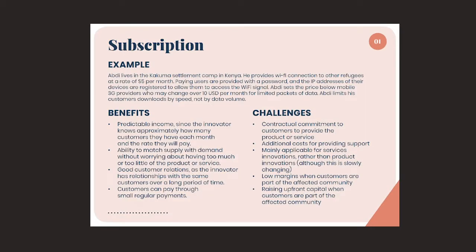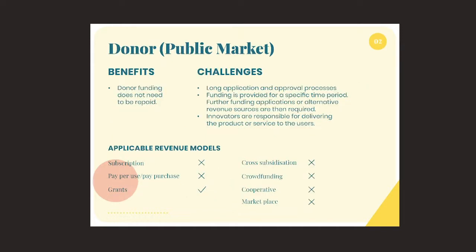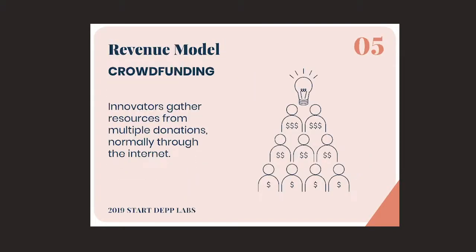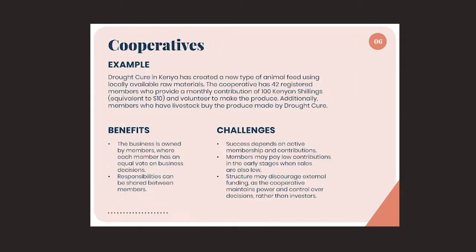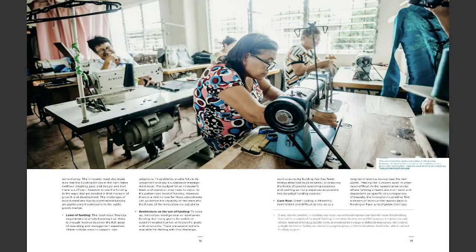Each of the cards explains benefits and challenges of the business model, as well as providing an example of where it can be used. The checkboxes on the buyer card will help you to see whether the revenue model that has been selected is appropriate for the intended buyer. The next step is to test the business model options that have been selected. Level 4 in the Innovator Guide can be used to help.